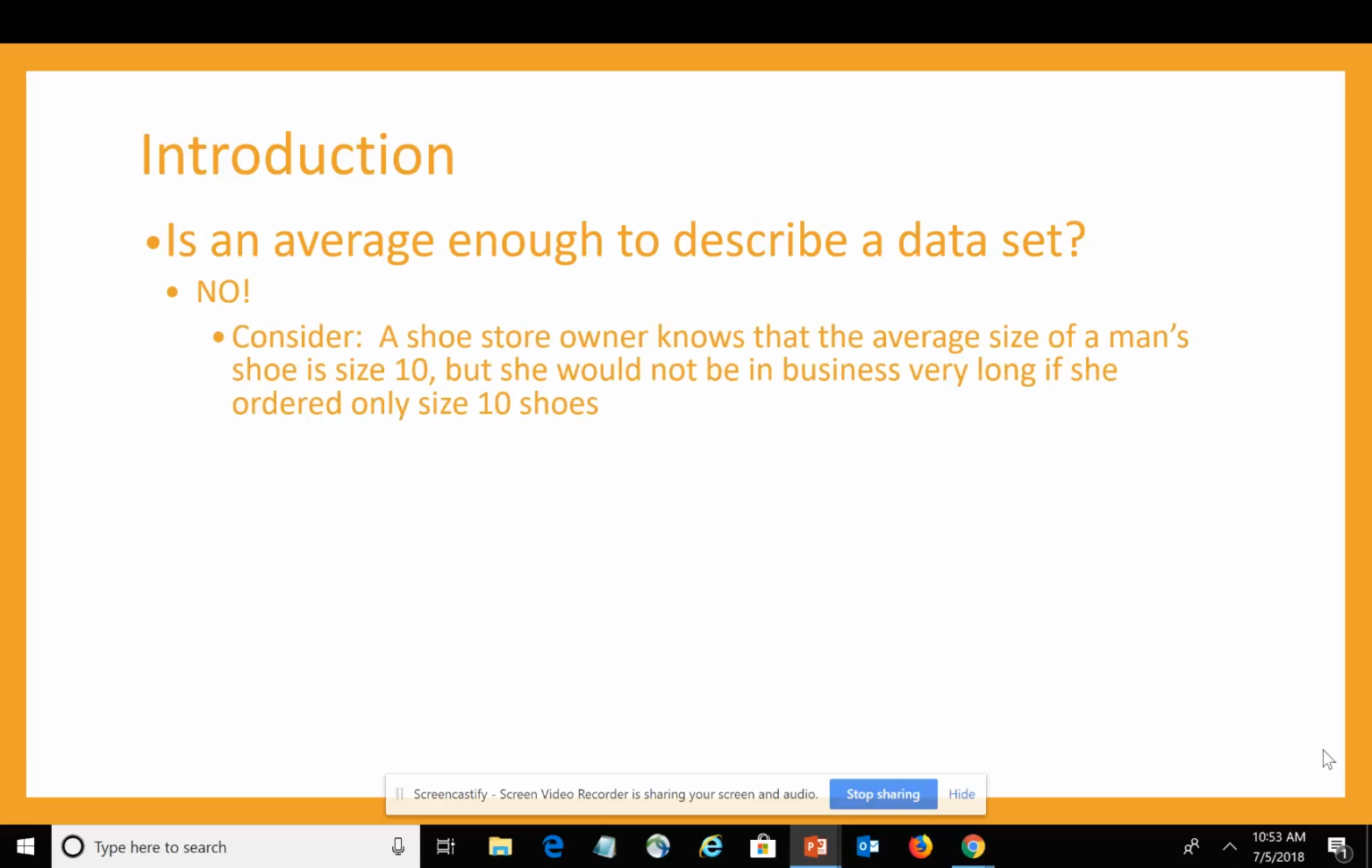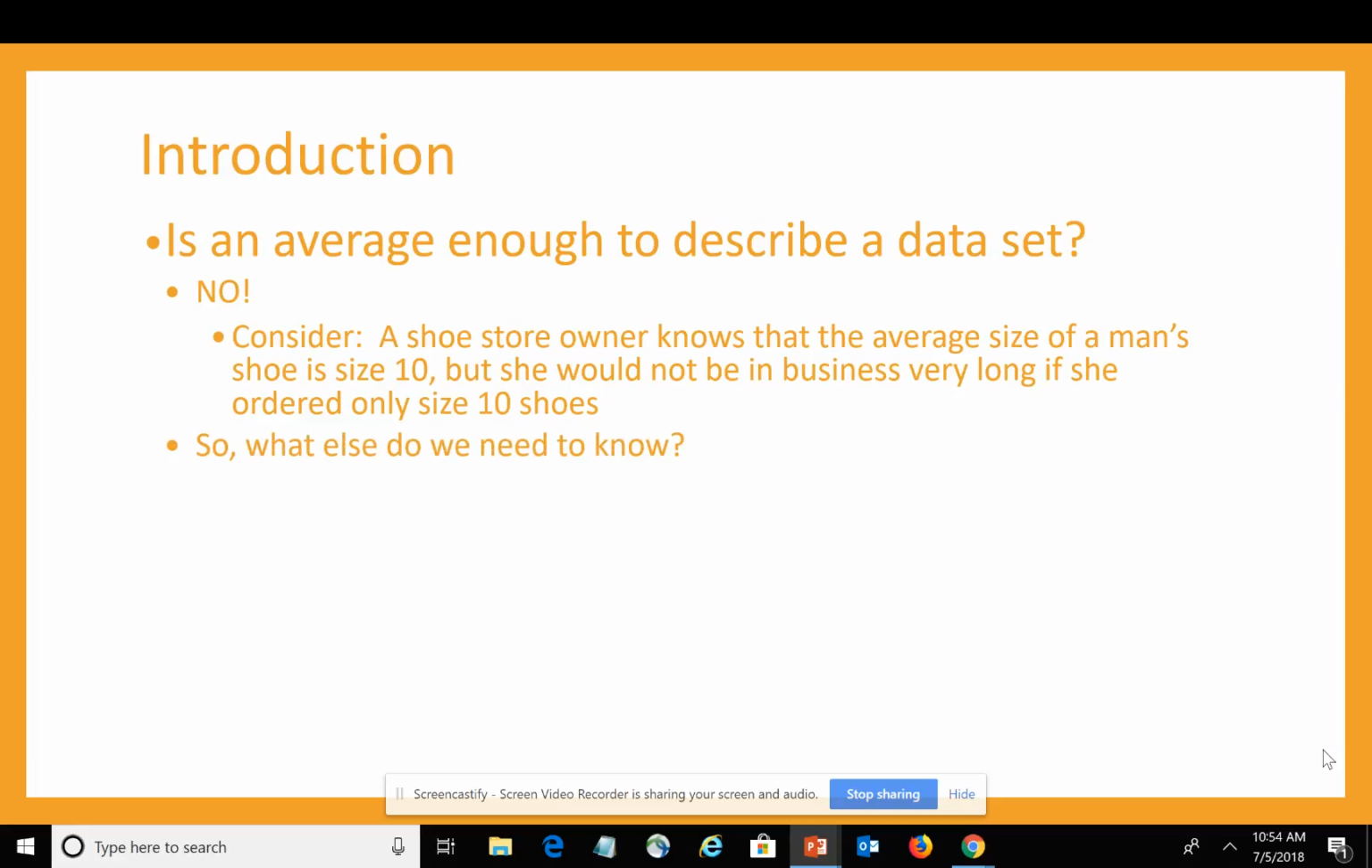Let's consider an example. A shoe store owner knows that the average size of a man's shoe is a size 10. But if she only stocked size 10 shoes, I don't think she'd be in business very long. Because if a customer comes in who needs a size 12 and she doesn't have a size 12, she can't make a sale. Or if a customer comes in and needs a size 9 shoe and she doesn't have a size 9 shoe, again, she can't make a sale. So it doesn't make sense for her to only order size 10 shoes.